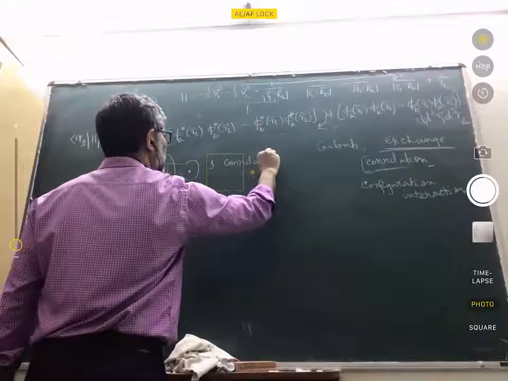The second point is, even at small separation, okay? In this Heitler-London theory, what we always assumed is that one electron is in the orbital phi A, the other electron is in orbital phi B. So one electron is on this atom, the other electron is on that atom.